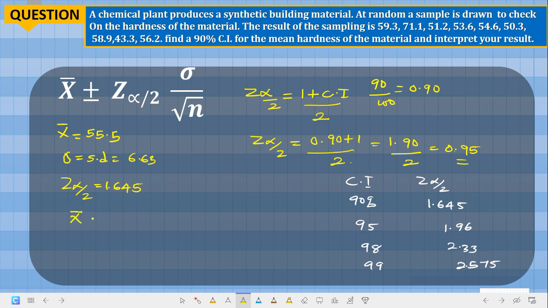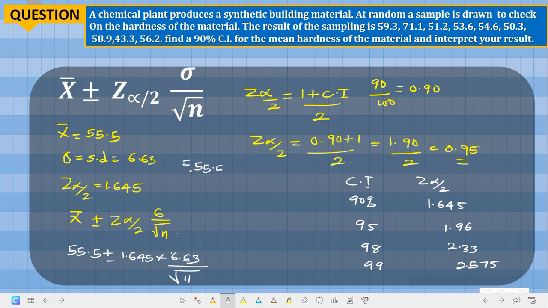We have our x bar plus or minus Z alpha over 2 times sigma over root n. Now what will this value be? Our x bar is 55.5, plus or minus Z alpha over 2, which is 1.645, times our standard deviation, which is given by this symbol. The standard deviation is calculated as 6.63, divided by root of our sample size, which is 11.